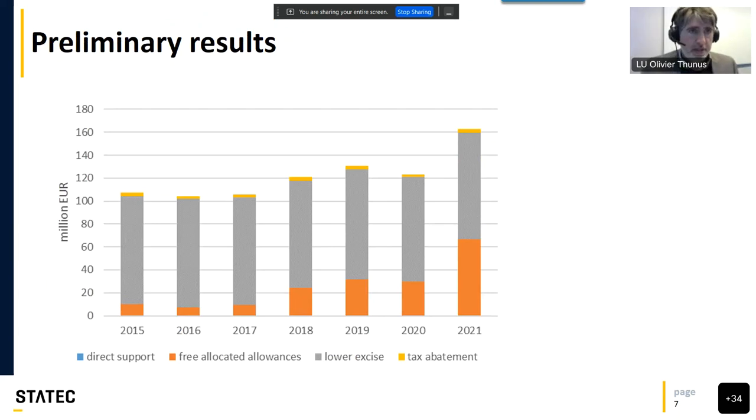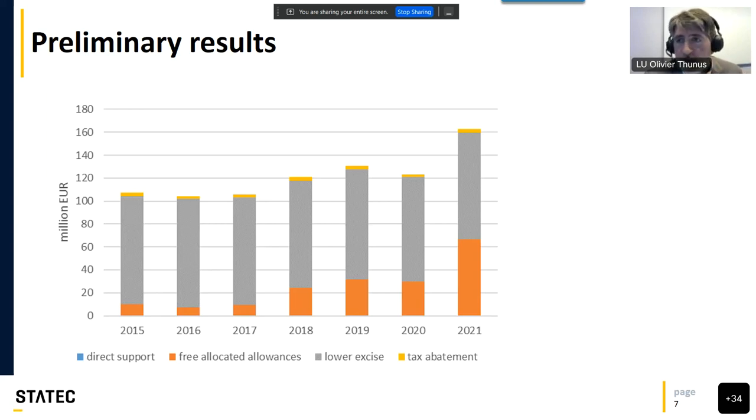I continue with the preliminary results, and you see here on this graph the disaggregation between the different types of transfer. You see that it is mainly the lower excise that produces support for fossil fuels, and after that come the freely allocated allowances. And if you see this graph, you have the impression that, okay, Luxembourg supports more and more fossil fuels. And in fact, it's not really the case.